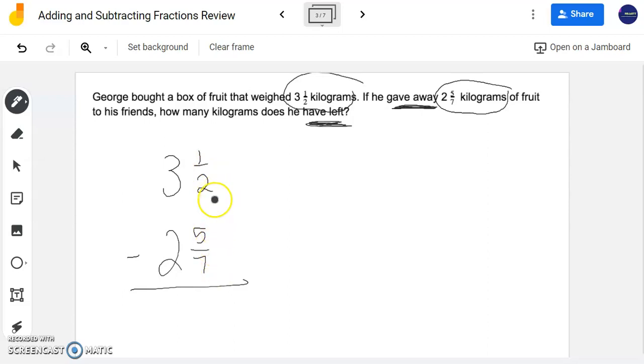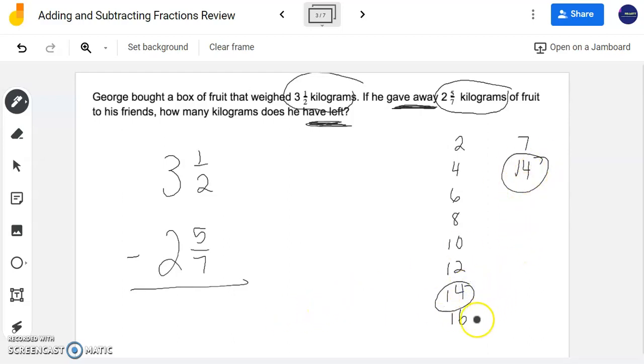Now, right away, I notice my denominators are not the same. So on the side, I'm going to list out 2 and 7. Let me list out my multiples. 2, 4, 6, 8, 10, 12, 14, 16. Now let's go to 7. 7, 14. Whoa, right away, looking here, I did in fact stop because I see that 14 is listed as a multiple for both these numbers. Therefore, 14 is going to become my new least common denominator.